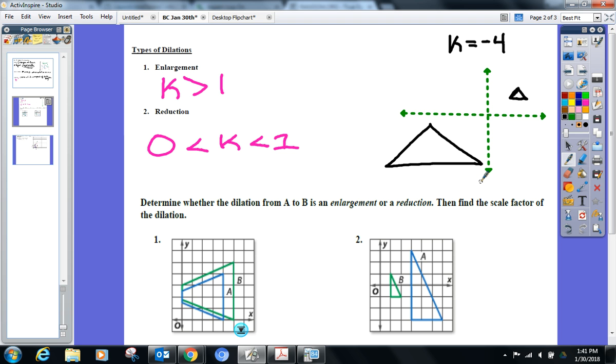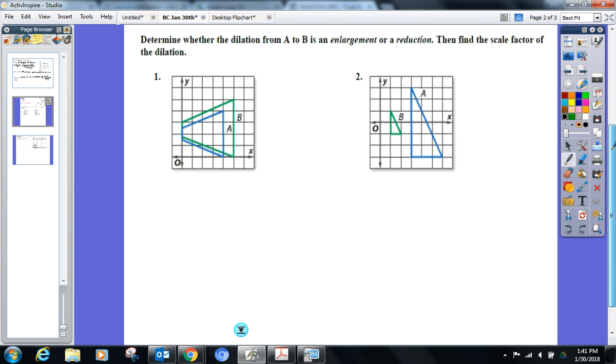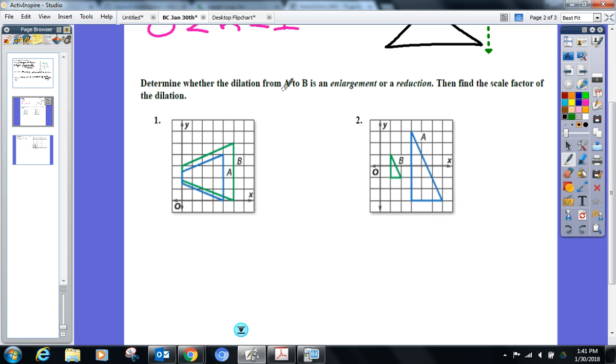Okay, that's what it does. All right, I know you're excited. Questions on whether it's going to be reduced or enlarged? All right, let's try it then. I got figures A and B on the next page. We are going from A to B. A to B. Enlargement or reduction? So let's look at number 1 first. Enlargement or reduction? Definitely enlargement from A to B. There's no questions asked there.